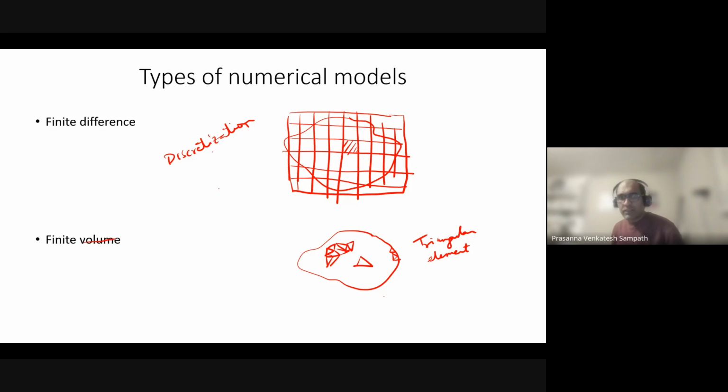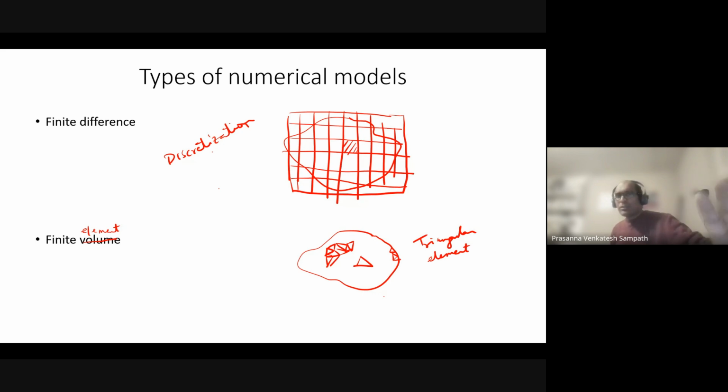I'm very sorry. Finite volume is another method. Sorry, I should have said finite element. It's not finite volume, I'm sorry, it's finite element. Okay, it's finite element, and then I have these triangular elements. There's one more method called finite volume. I'm not going to discuss that now. We'll just leave it there for that. Okay, I'm sorry. Somehow I thought I had written finite element.